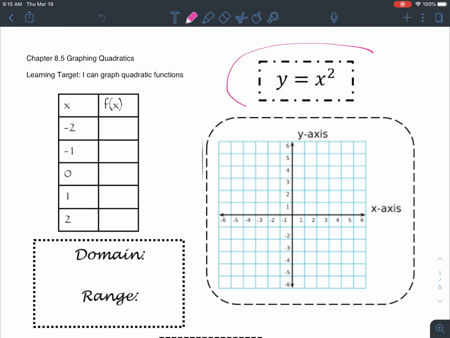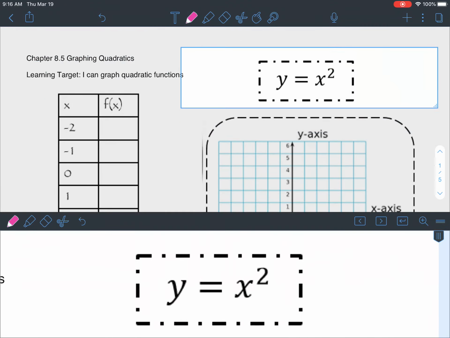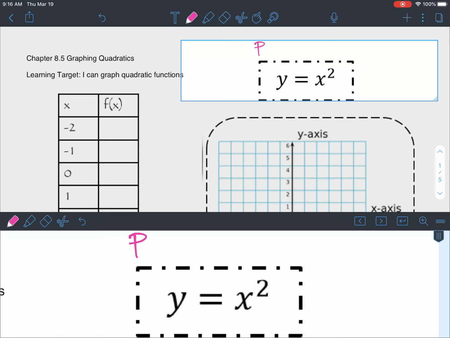We're just going to start off with this parent function. That's what we call these when it's just the most basic function that you can have. We call that the parent function. So that is what we're going to be using today just during this intro part, and then we're going to get into some more detailed quadratic functions. So again, we call this the parent function.